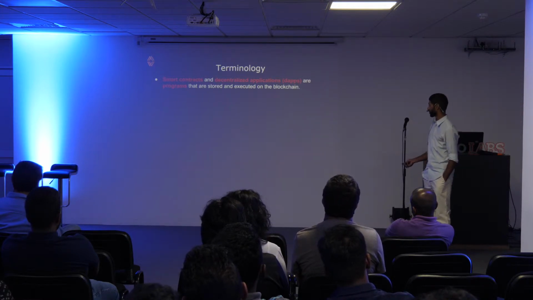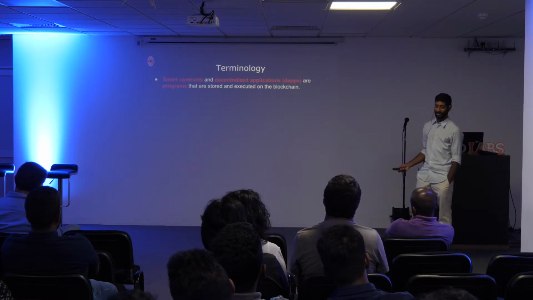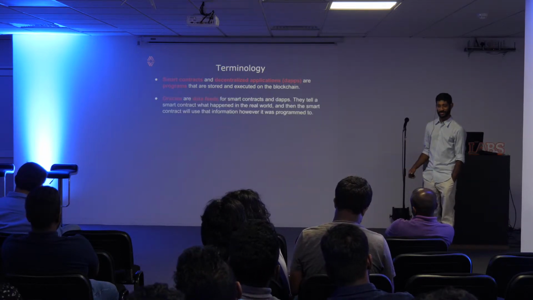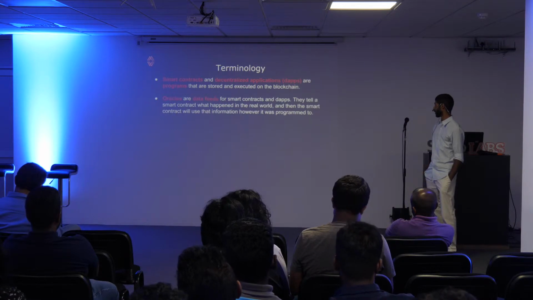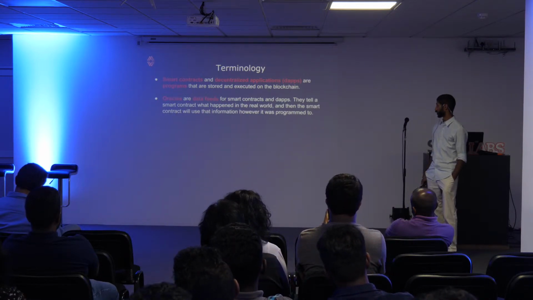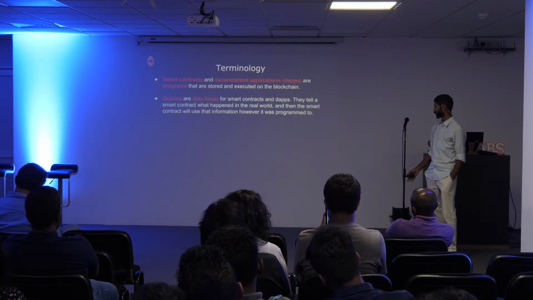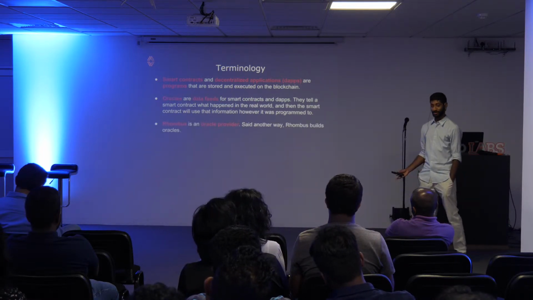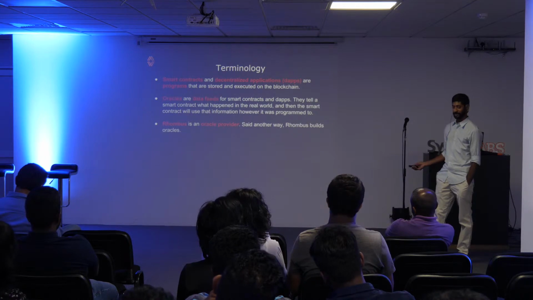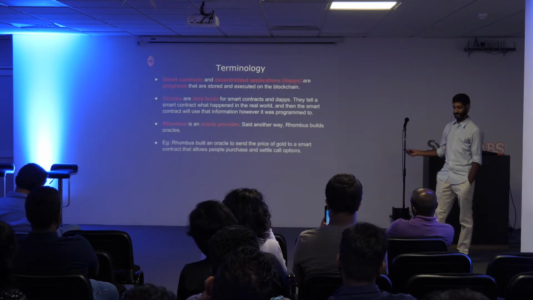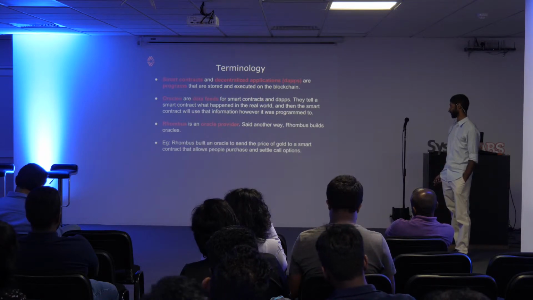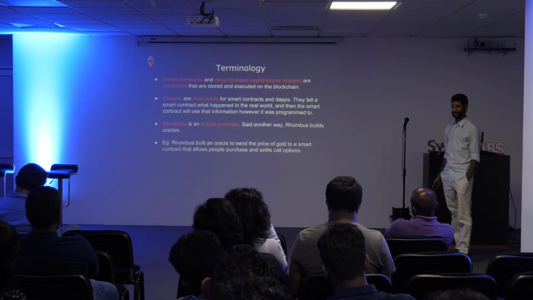So smart contracts and decentralized applications are programs that are stored and executed on blockchain. Oracles are basically data feeds for smart contracts and dApps. They tell a smart contract what happened in the real world, and then the smart contract will use that information however it was programmed to. Rhombus is an oracle provider, which means we build oracles. And here's an example used in a sentence. Rhombus built an oracle to send the price of gold to a smart contract that allows people to purchase and settle call options.